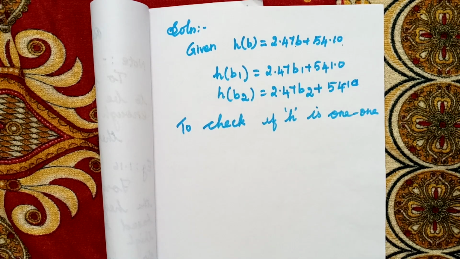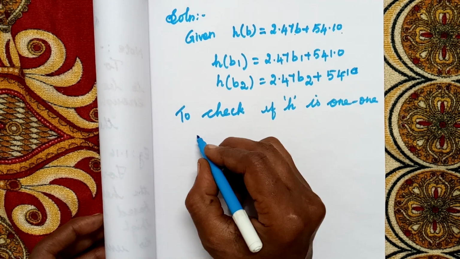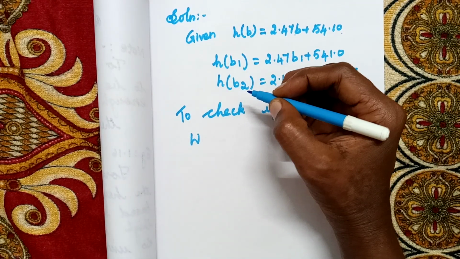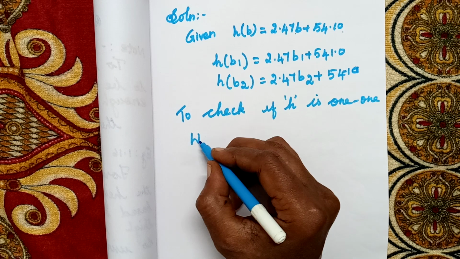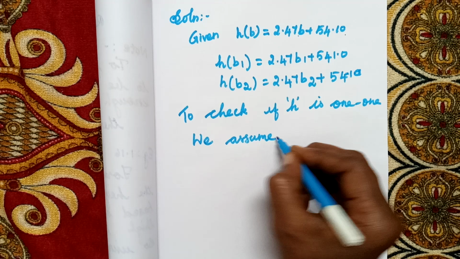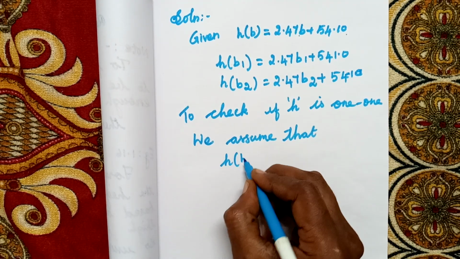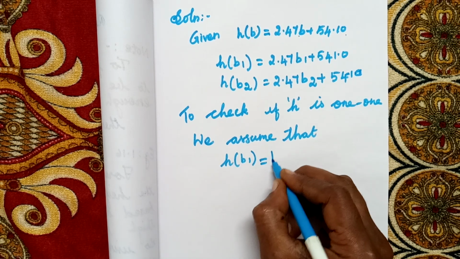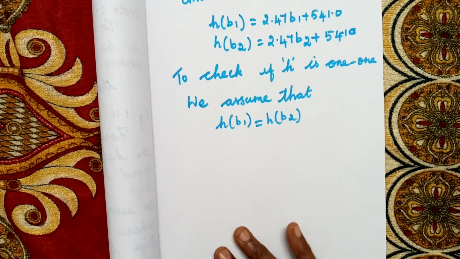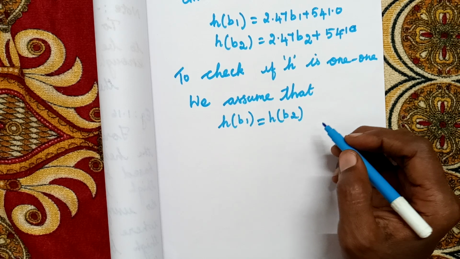We have to check whether h is 1-1 or not. First, we have to assume that h of b1 is equal to h of b2. If we get b1 is equal to b2, that means it is a 1-1 function.